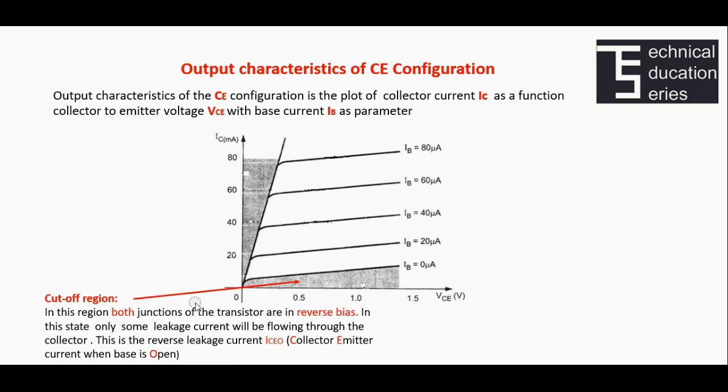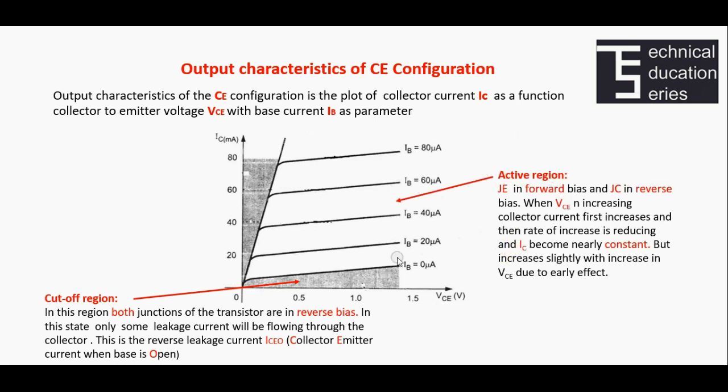First, it is the cutoff region below the IB0 curve. In this region, both junctions of the transistor are in reverse bias state and only some leakage current will be flowing through the collector, and it is the reverse leakage current represented as ICEO, meaning collector emitter current when base is open. The next region is the active region above the IB0 curve.